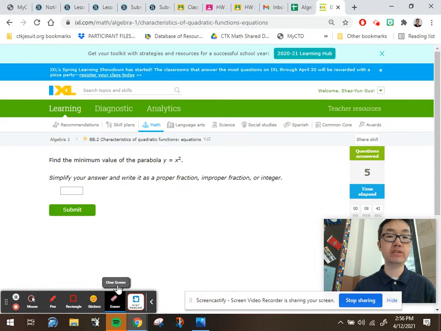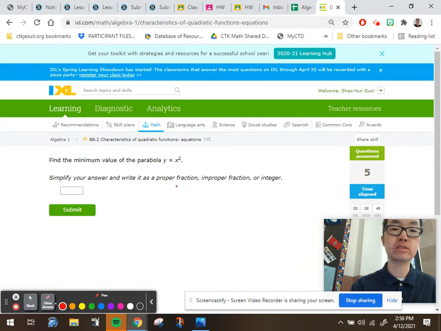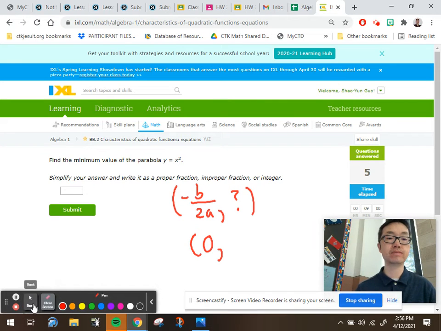Find the minimum value. This is asking for the y value of the vertex. So we could just do negative b over 2a and then figure out what this value is right here by substituting back in. B is 0, so we know this is 0. Substitute 0 back in and we get 0. So the answer is 0.